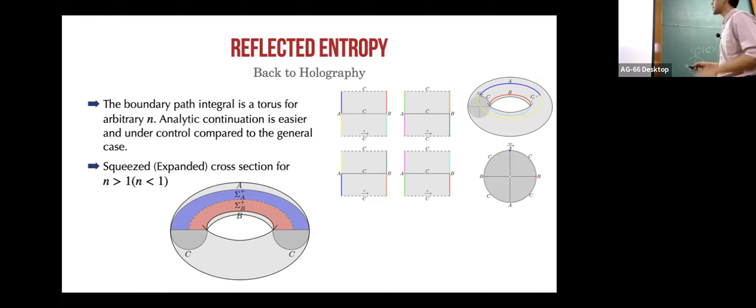So this state is the cylinder that I was drawing before. It has an outer circle, which is AA star, and an inner circle, which is BB star. And the cross section is the horizon in this picture. This is basically what you were saying. This is the BTZ saddle.